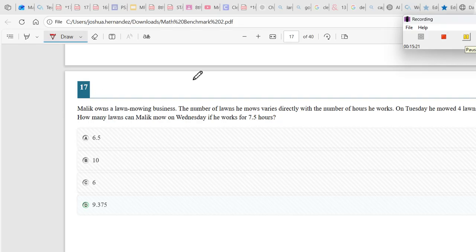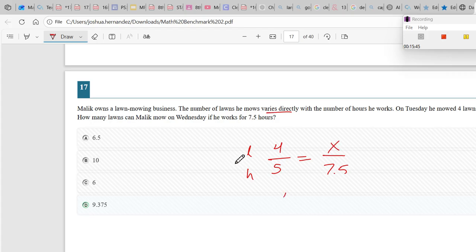Okay, so Malik owns a lawn mowing business. So it's very direct, guys, automatically a proportion. On Tuesday, 4 lawns, 5 hours. We're going to go lawns, hours. How many lawns can he mow on Wednesday for 7.5 hours? 7.5 jumps down here. We'll go with x here. So you can go 4 over 5 is equal to x over 7.5. And I think it's about 6.